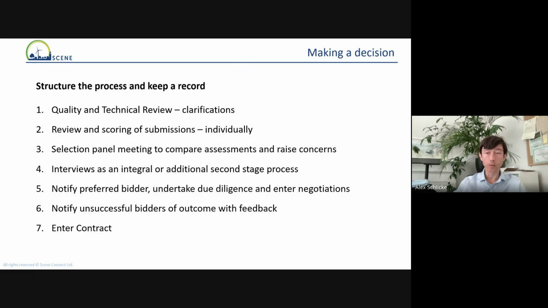So you might want to invite your preferred bidders to an interview, and then you've got formal processes that follow thereafter, where you can notify the preferred bidder and undertake some due diligence and enter negotiations in terms of the type of contract and final price, and notify unsuccessful bidders of the outcome, and ideally provide them with some feedback.